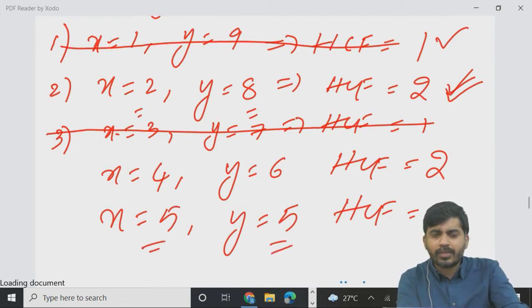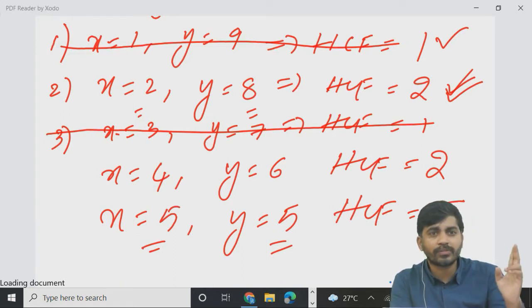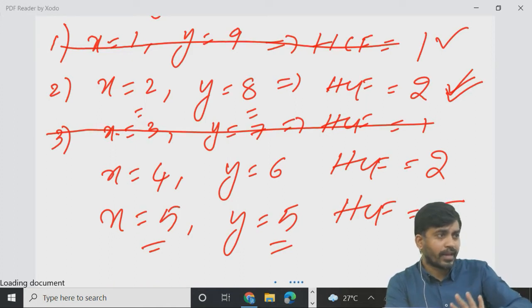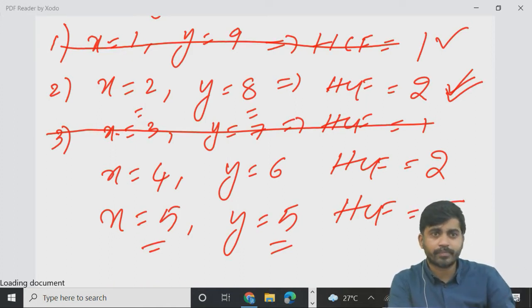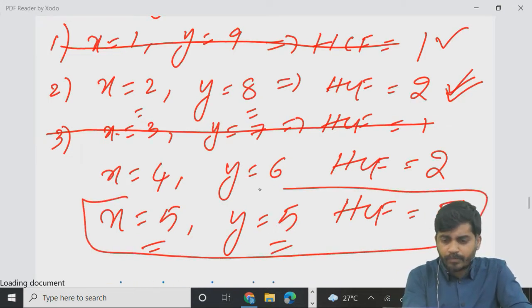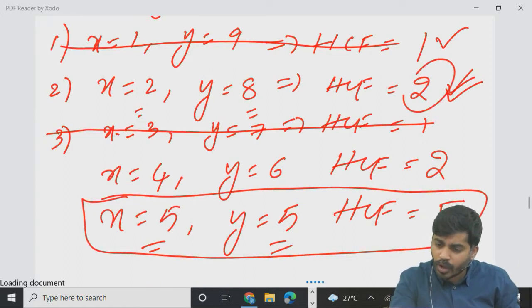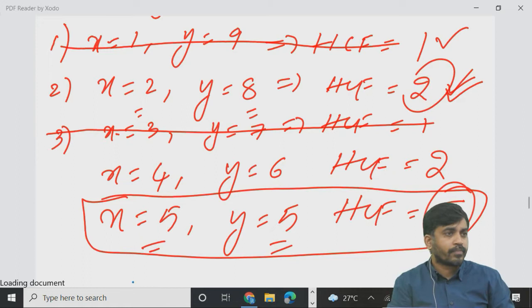When these two numbers are equal, 5 itself is the HCF. 5 divides x, 5 divides y also. When two numbers' values are equal, their HCF will be those numbers only. So this is a very, very important point now. Out of 2 and 5, what is the maximum? 5 only. So according to the question, answer is 5.